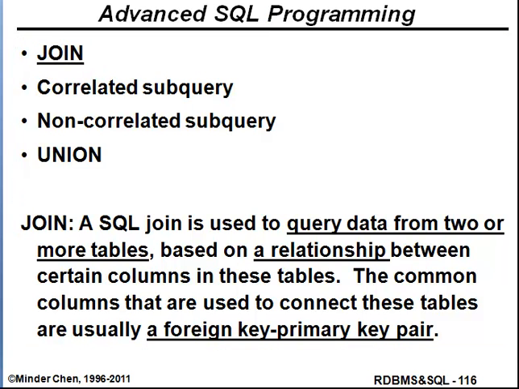In this short tutorial, we're going to discuss SQL Join. A SQL Join is an operation that allows you to query data from two or more tables, and this is done based on a relationship between certain columns in these tables. The common columns that we use to connect these tables are usually a foreign key primary key pair, and that's a very important concept to know.